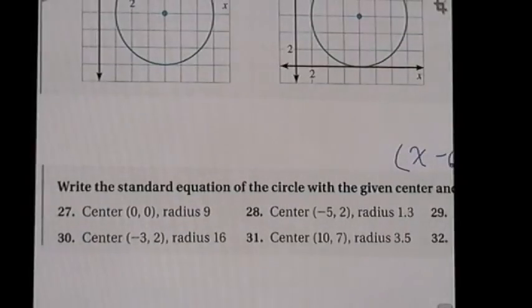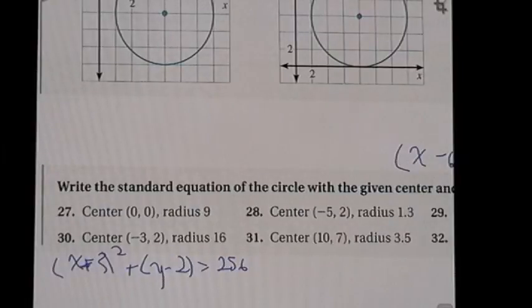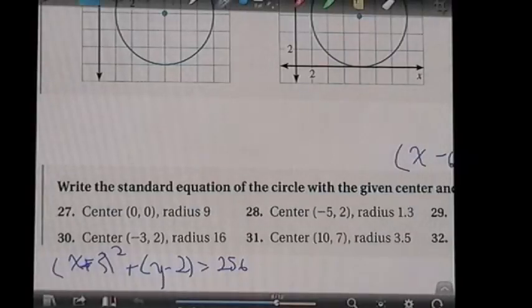Okay. X +3 because that's a negative plus y minus 2 equals 16 squared. Use your calculator. 256. And this is a plus, by the way. Doesn't look much like a plus.